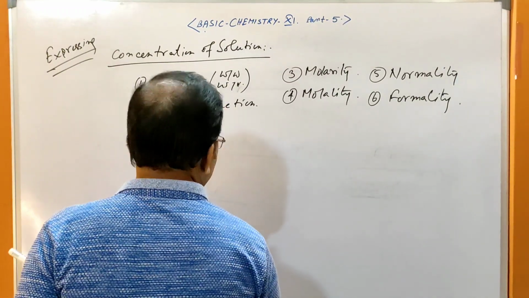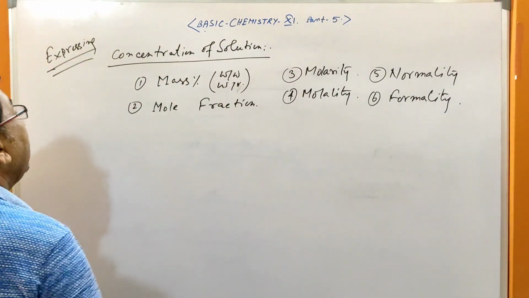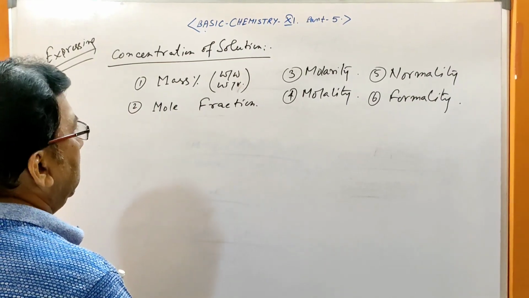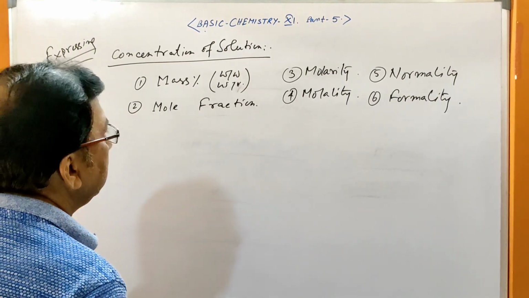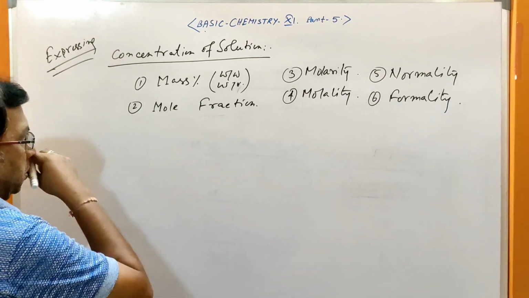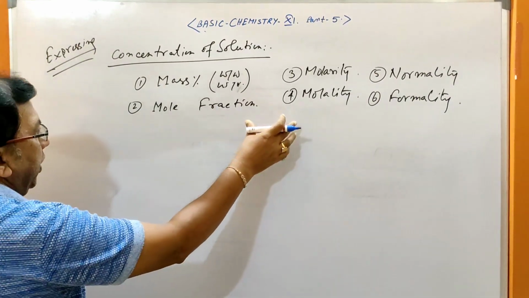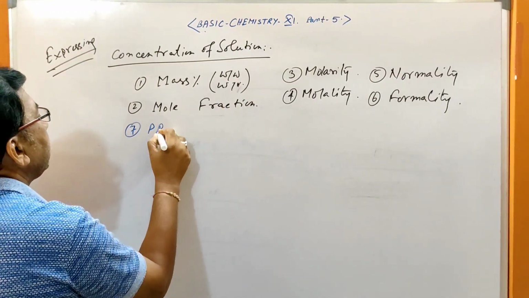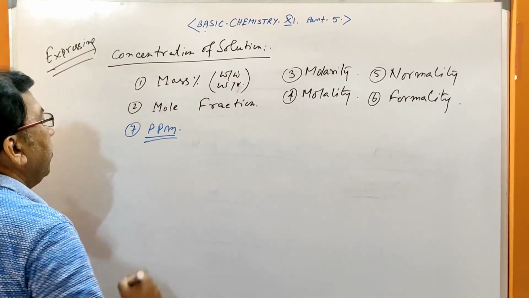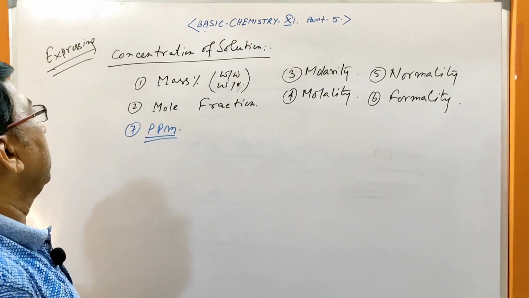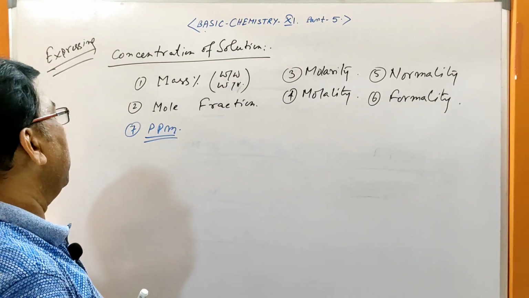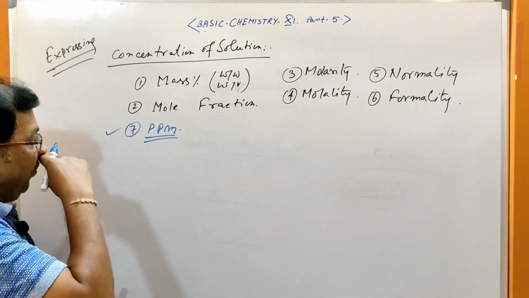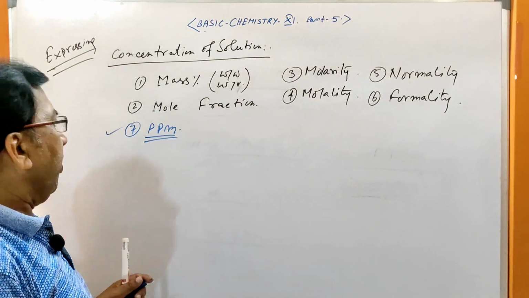One more thing you can write is ppm. I am discussing ppm now. ppm is also important for expressing the concentration of a solution. It is very important, so I am doing it this time. ppm means parts per million.